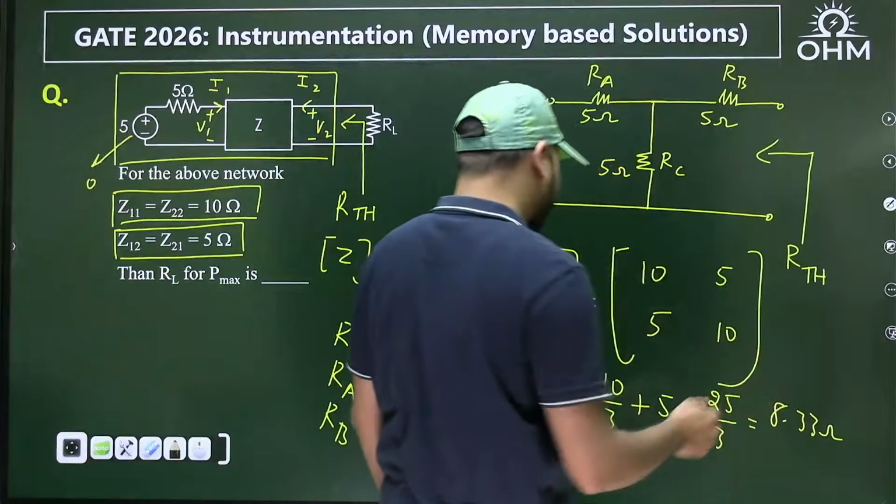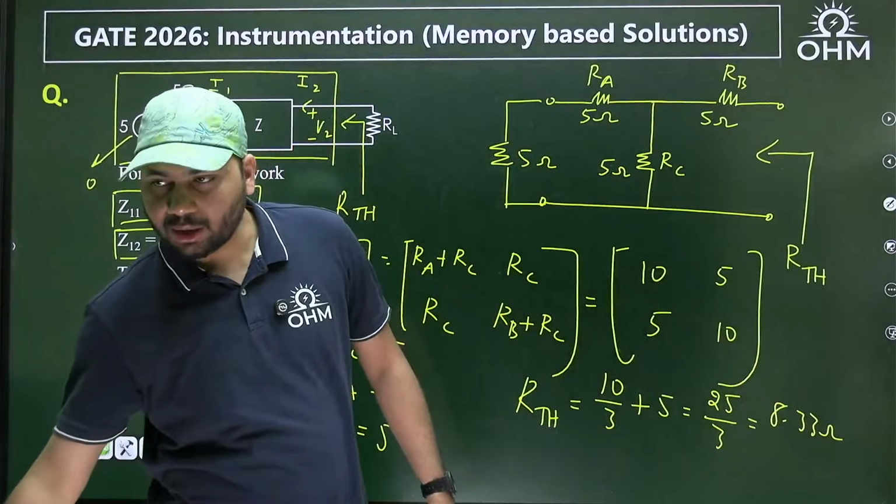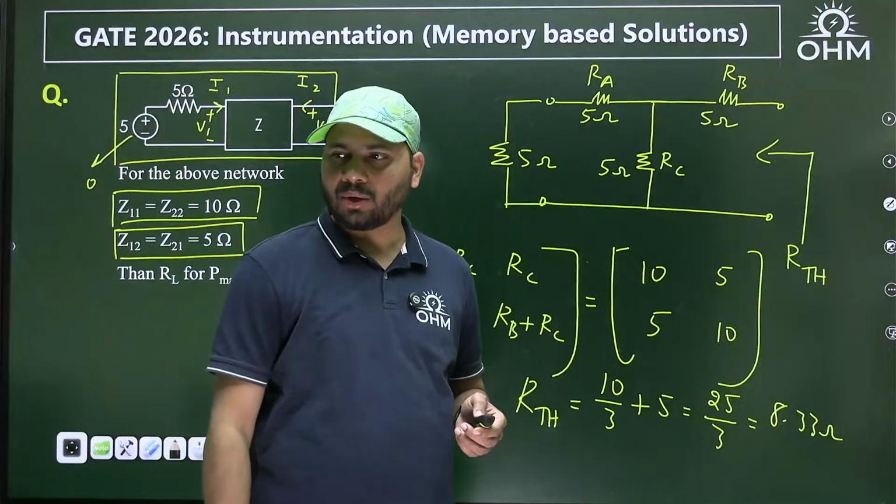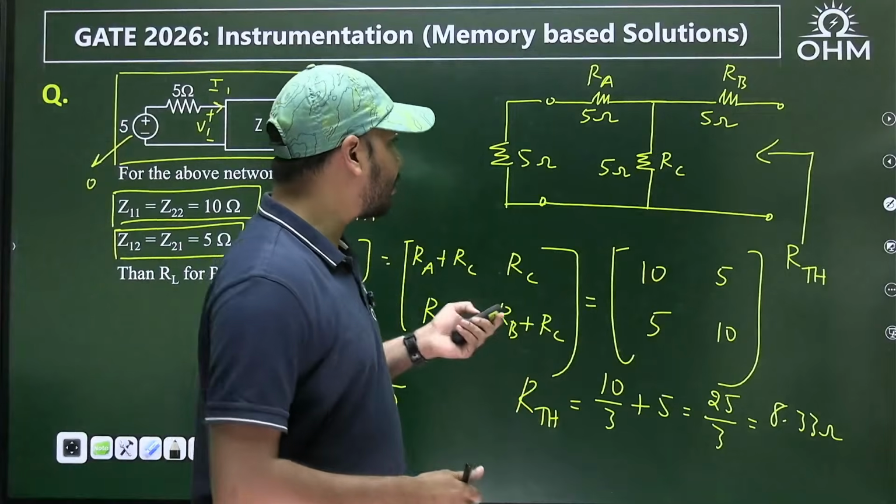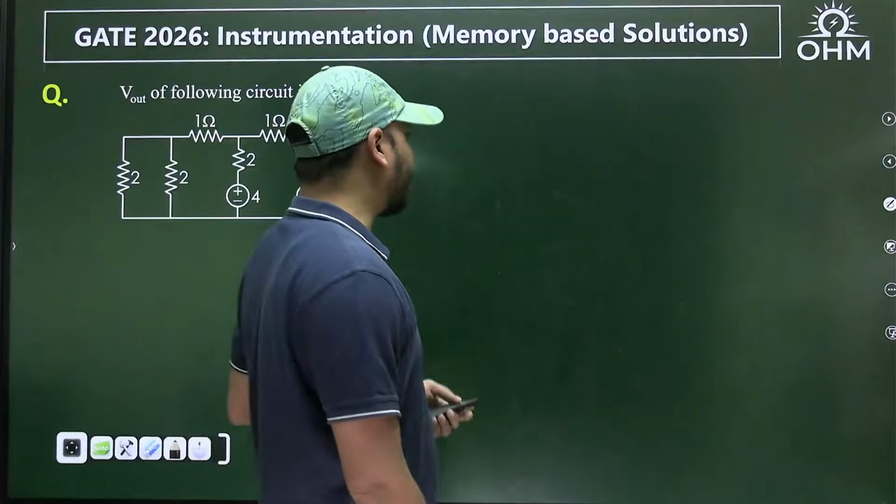Okay, so if you choose your load resistance to be equal to this much, like 8.33 ohms, then you will have maximum power getting delivered to the load.